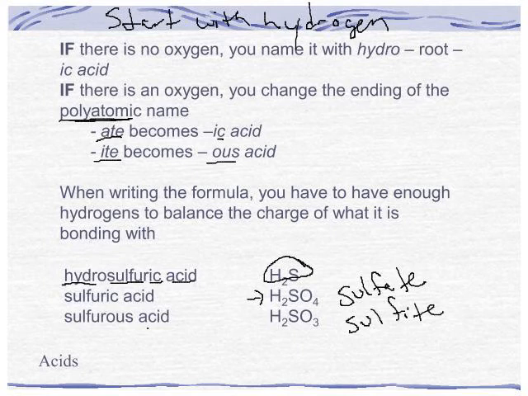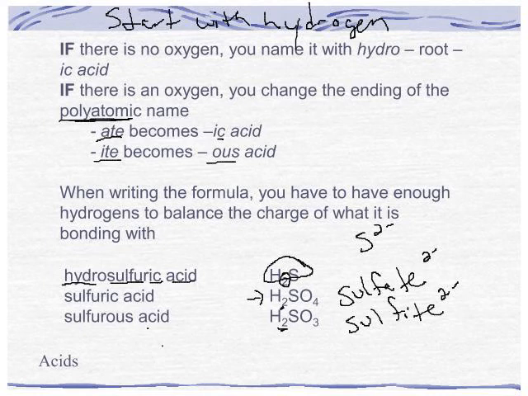In acid compounds, you have to balance out your charges. So if we go back and look at sulfur on the periodic table that we covered last time, sulfur has a 2 negative charge, which is why it takes 2 hydrogens to balance that out. Sulfate has a 2 negative charge. Sulfite also has a 2 negative charge. They all are 2 negatives. That's why we have 2 hydrogens to balance that out.